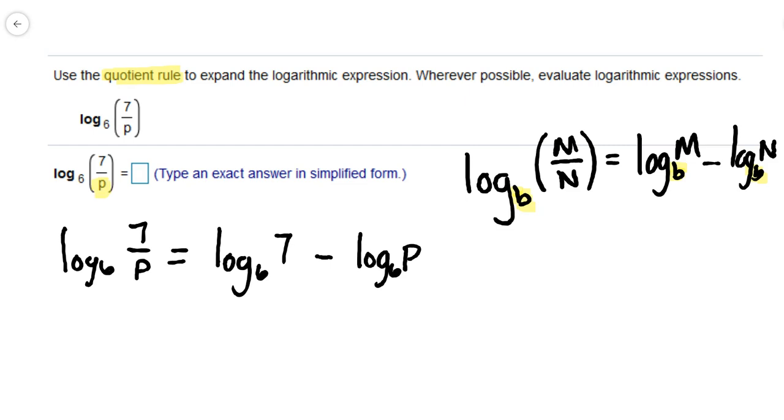Whenever you finish expanding or using that quotient rule, you want to try to simplify the logs that you have. So in this example, the second log is log of a variable. We're not going to be able to simplify that. The first one is log of a number. Anytime you have log of a number, you should try to simplify it. In this case, because 7 is not a power of 6, we can't simplify that without using a calculator. So that's going to be our final answer, log base 6 of 7 minus log base 6 of p.